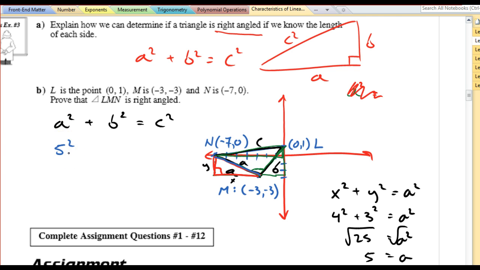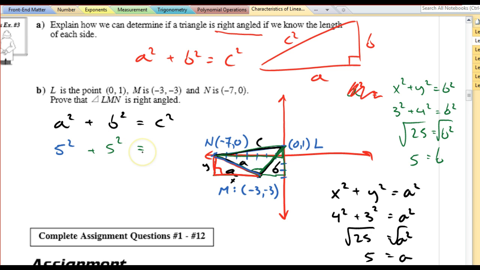Okay, let's get B. B is this one over here. Again, let's pretend we have X squared plus Y squared equals B squared. So I have 0 minus -3, that's going to be 3 squared. 1 minus -3 is going to be plus 4 squared equals B squared. 9 plus 16, same thing again, 25 equals B squared. Square root of both sides, B equals 5. So B happens to be 5 as well.